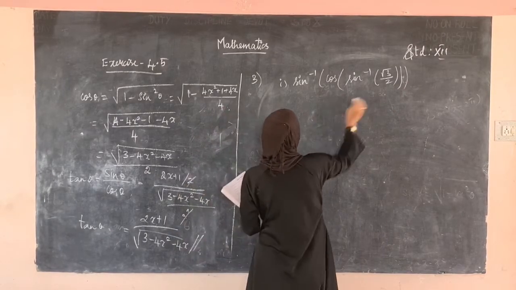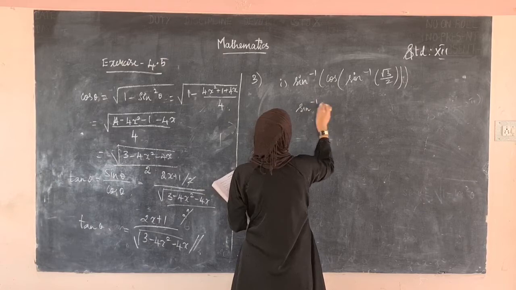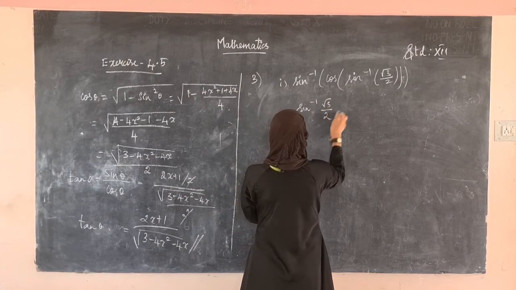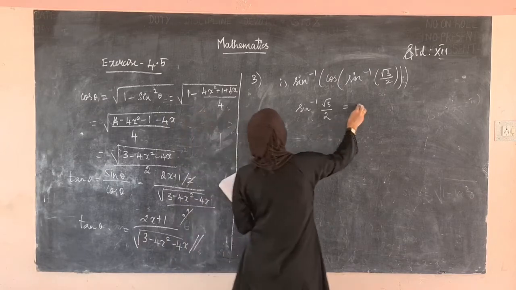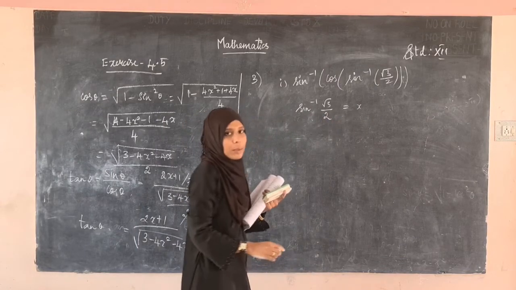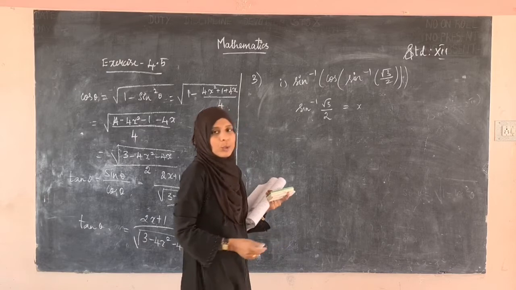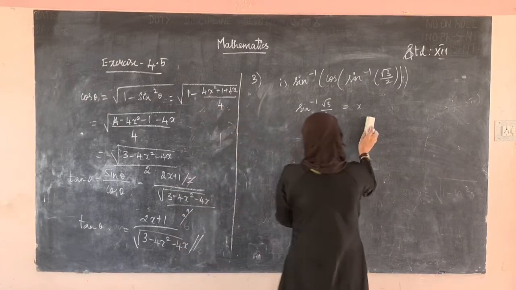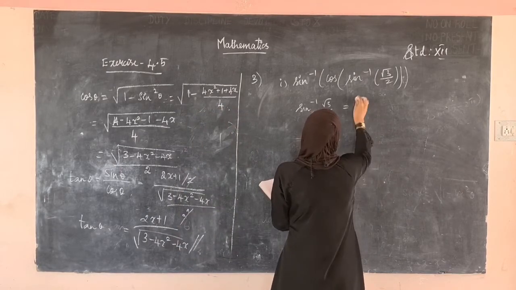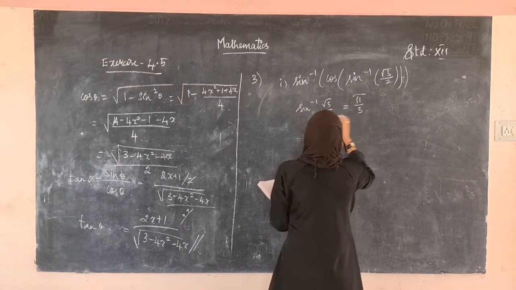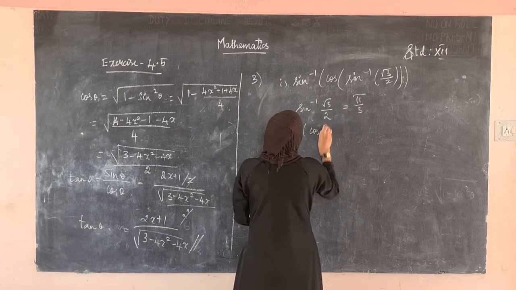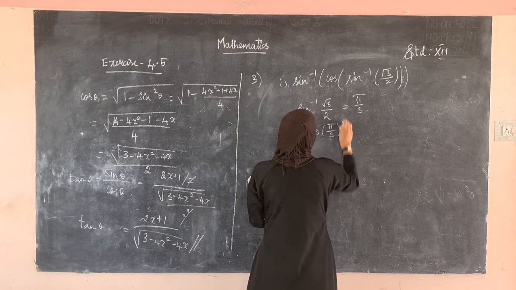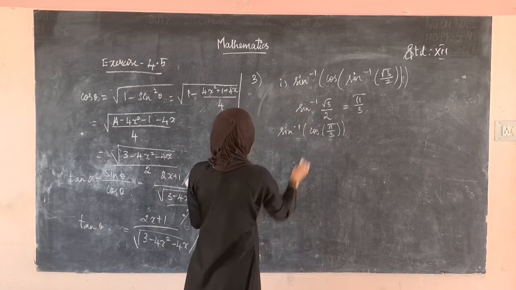See here, what's the value of sine inverse of root 3 divided by 2? Let this be x. Then sin x is equal to root 3 divided by 2. What value of x? Sin x becomes root 3 divided by 2. It is pi divided by 3, right? So this becomes sine inverse of cos of pi divided by 3. Now we have to find cos pi by 3.